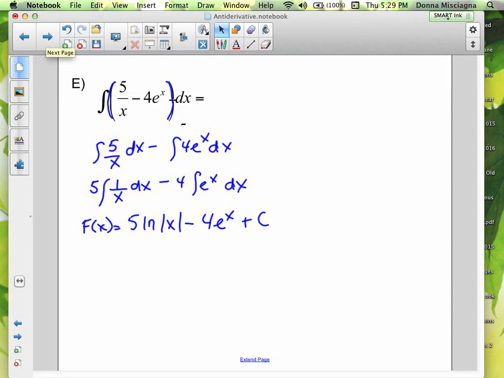So it might help you to recognize what the integral is when we factor out some of these constants like the 5 there. I don't think you would have too much of an issue figuring out that the integral of 4e to the x is going to be 4e to the x, but maybe with 5 over x, it wasn't going to be clear that it was going to be 5 natural log of x.